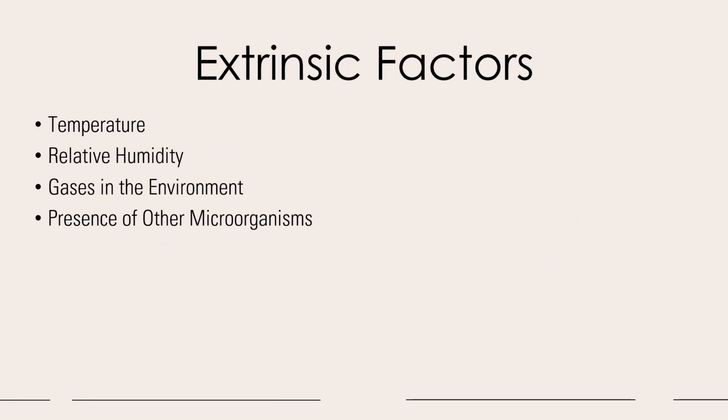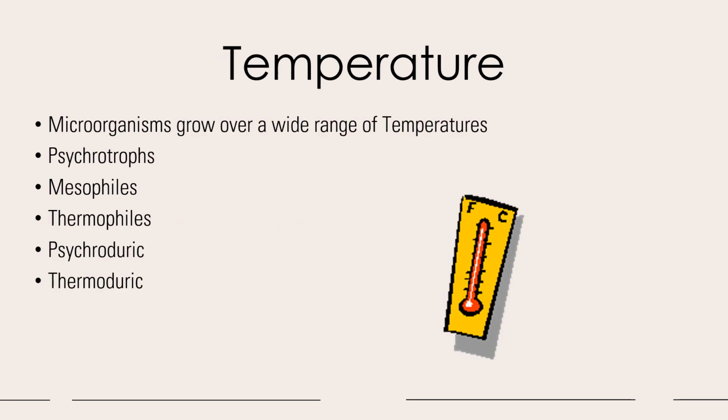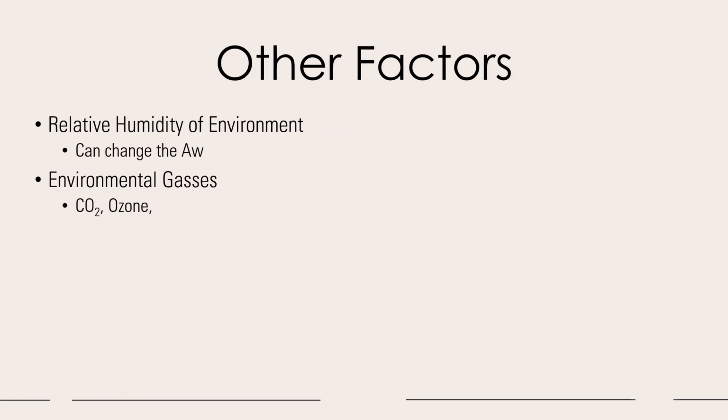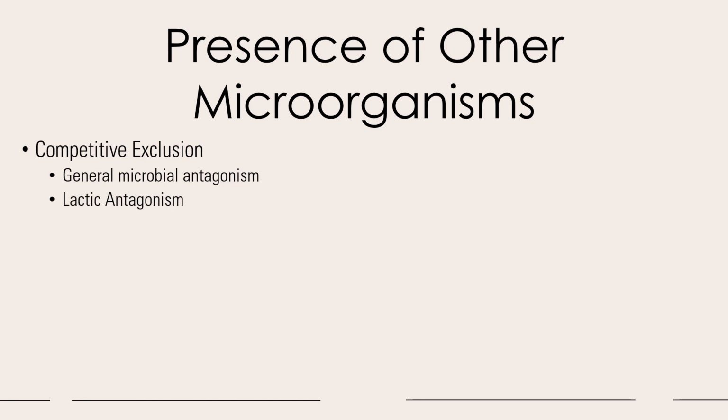Extrinsic factors are temperature, relative humidity, gases in the environment, presence of other microorganisms. Temperature: microorganisms grow over a wide range of temperatures like psychrotrophs, mesophiles, thermophiles, thermoduric. Other factors are relative humidity of the environment that can change the water activity. Environmental gases are carbon dioxide and ozone. Presence of other microorganisms: competitive exclusion. It has general microbial antagonism and lactic antagonism.